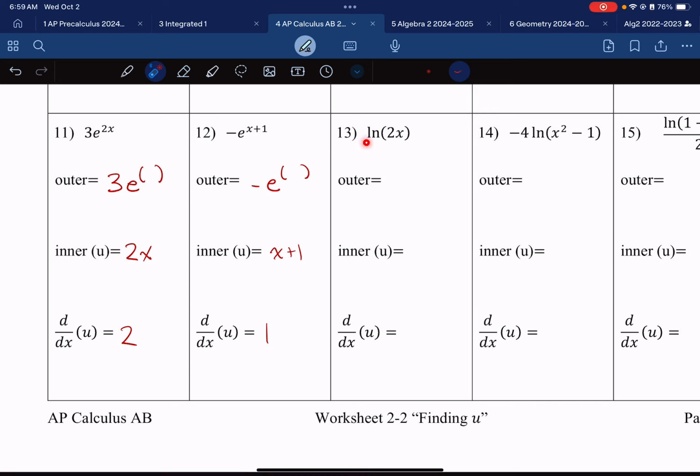In number 13, we have a log house. So for a log house, I'm going to do cursive L. Natural log of whatever the inside is, and the inside is 2x. The derivative of the inside is 2.